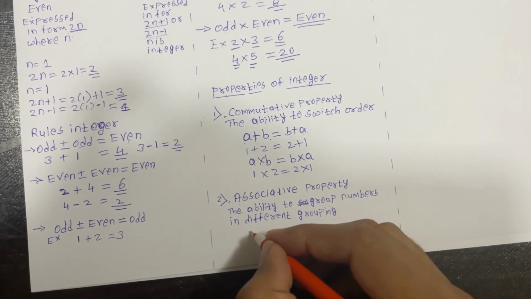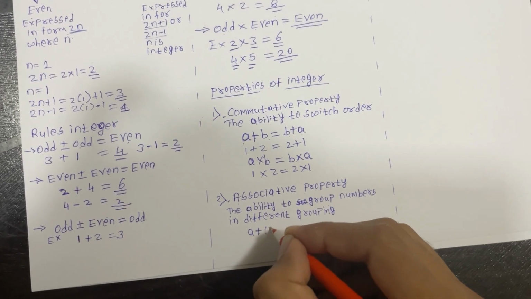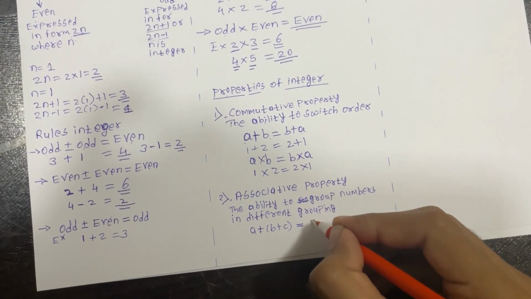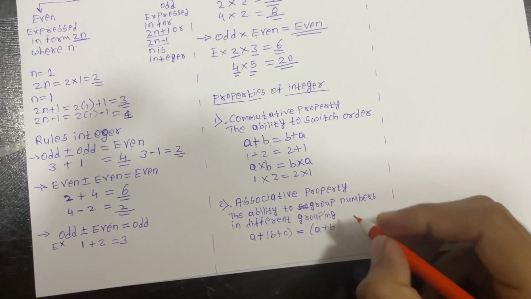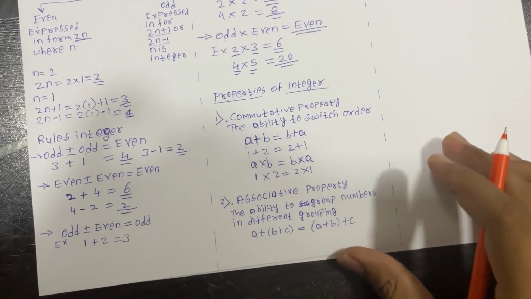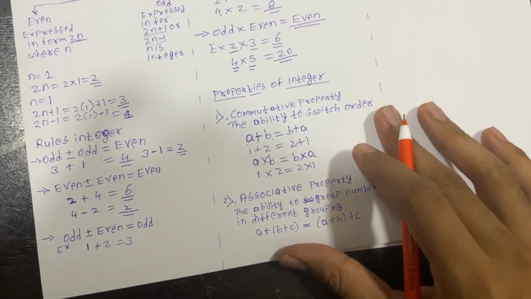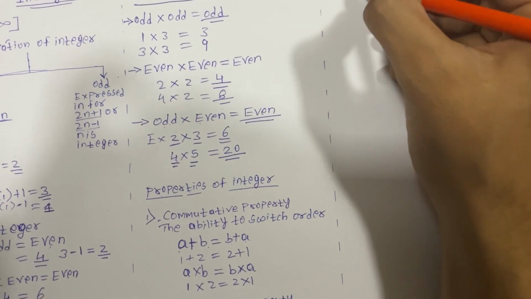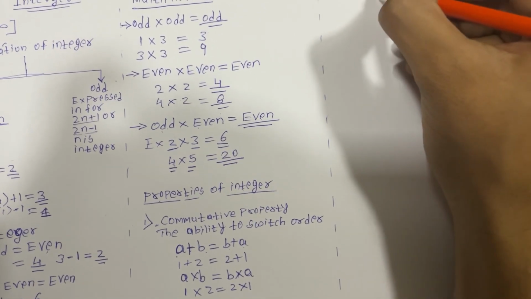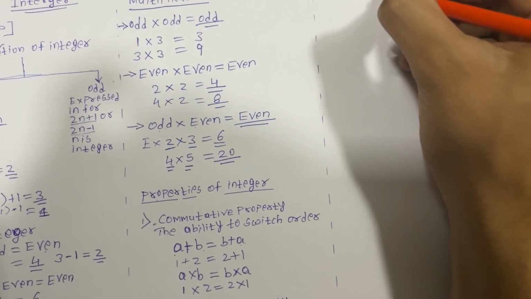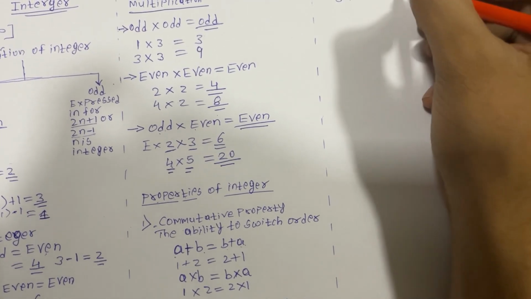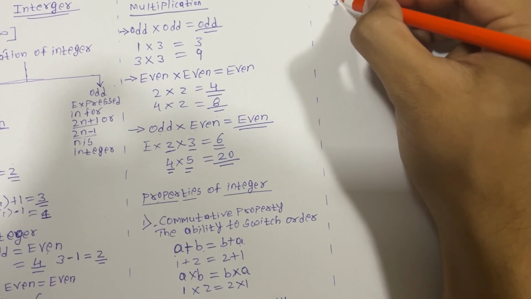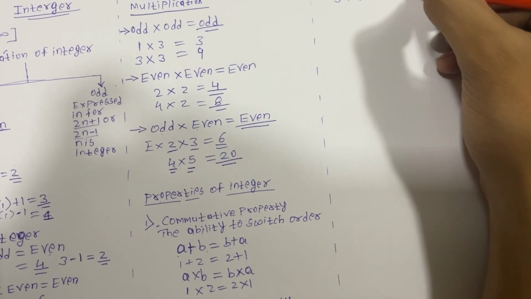For example, a plus b plus c is equal to a plus b plus c. Okay, for example, let's write over here, if it is given 3 plus 4 plus 4, so 3 plus 4 plus 4 is what? Plus 4 is 8, 8 plus 3 is 11, so that's 11.